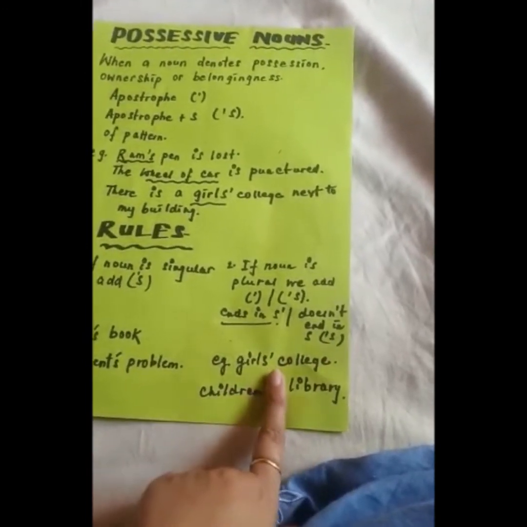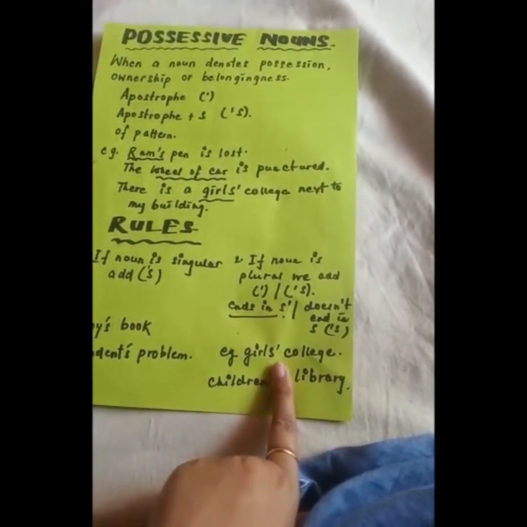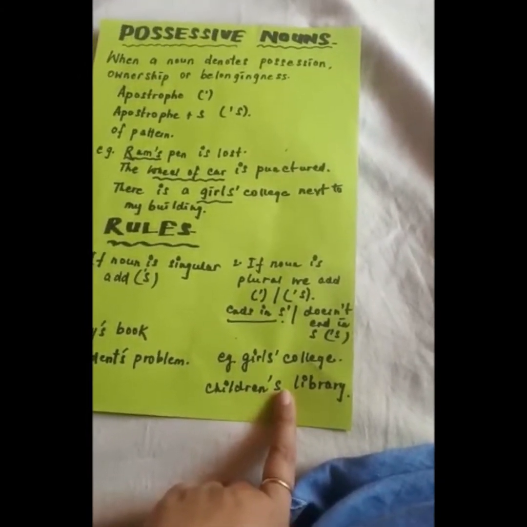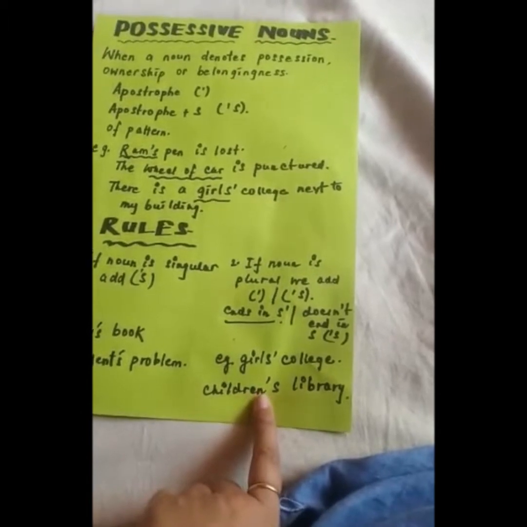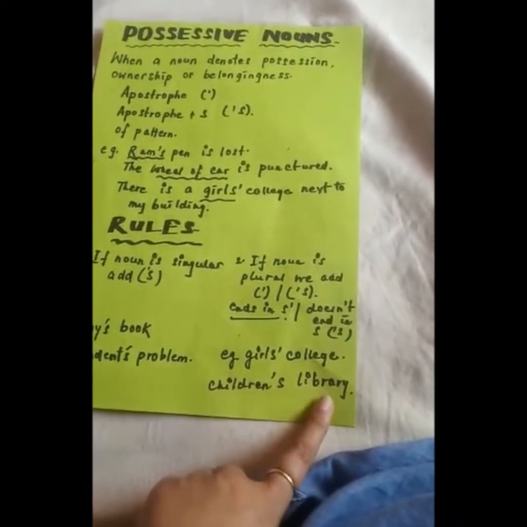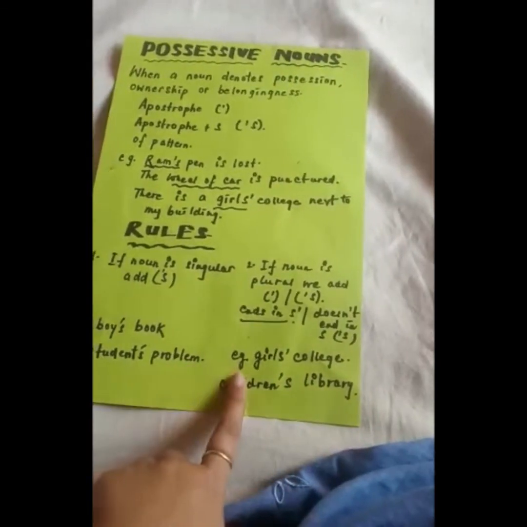For example, children. Children is a plural noun only. But over here, we have added apostrophe s because no s was there with this noun. Okay, that is why children's library. I hope this rule is clear to you.